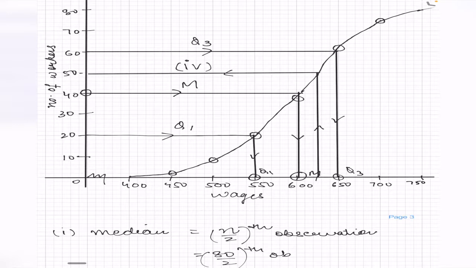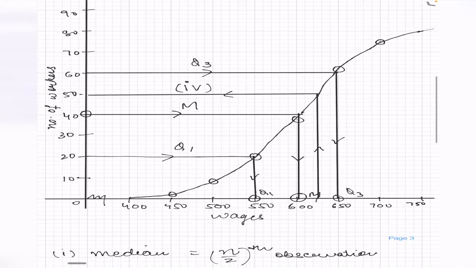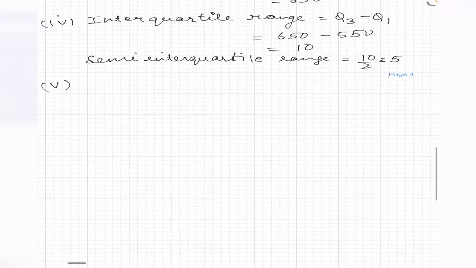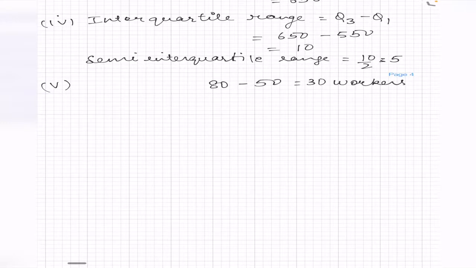So we have to find out how many earn more. We have a total of 80 workers. The total cumulative frequency was 80. So the total workers are 80 and up to 50 they are earning 625. So how many workers earn more than 625? That will be 80 minus 50. So the fifth part answer will be 80 minus 50, that is 30 workers earn more than rupees 625.